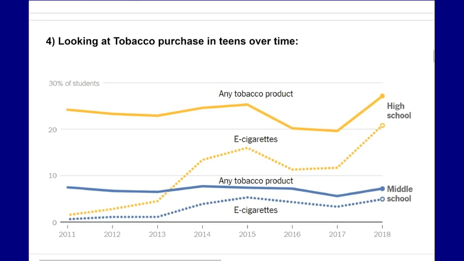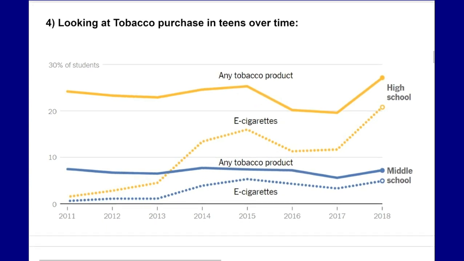Looking at tobacco purchases in teens over time from 2011 to 2018. Looking at middle school and high school, and at any product, e-cigarettes, in the different ages. So again, what's a conclusion that you can take away?